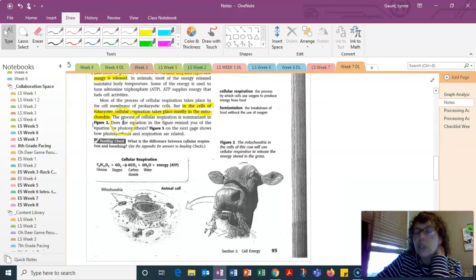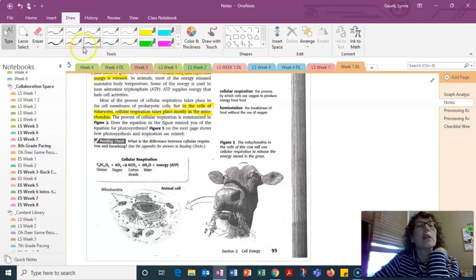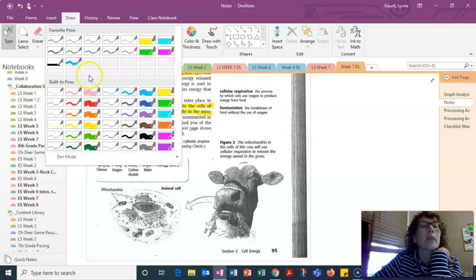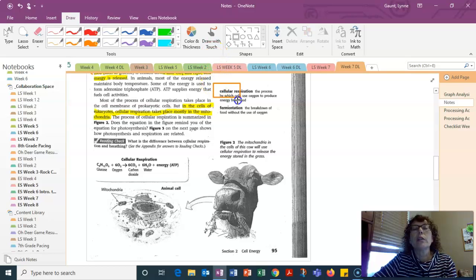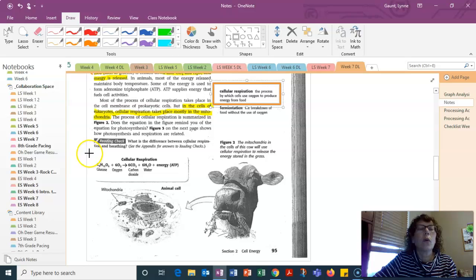All right, so you can see, just like on our photosynthesis page, there's a definition for cellular respiration right here, a definition in words, but because cellular respiration is a chemical reaction, there's also an equation. So let's go get our orange drawing tool, fat orange pen. Let's get a box, and we're going to put a box around the words cellular respiration and the definition that goes with it. And get the box tool again, and we'll put a box around the whole equation.